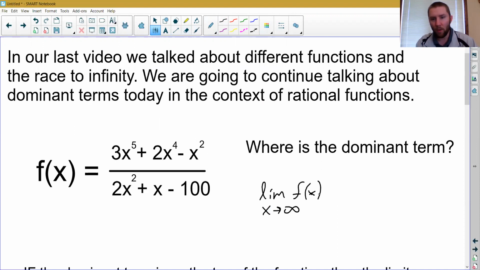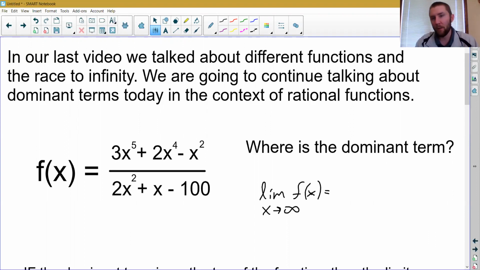In order to answer that question, I need to just figure out where is the dominant term in this function. So I look at all the terms, top and bottom together, and I decide which of these terms is going to win the race to infinity. Now, it is important to remember from our last video that anything multiplied on does not matter in terms of dominance. Anything added or subtracted on does not matter in terms of dominance.